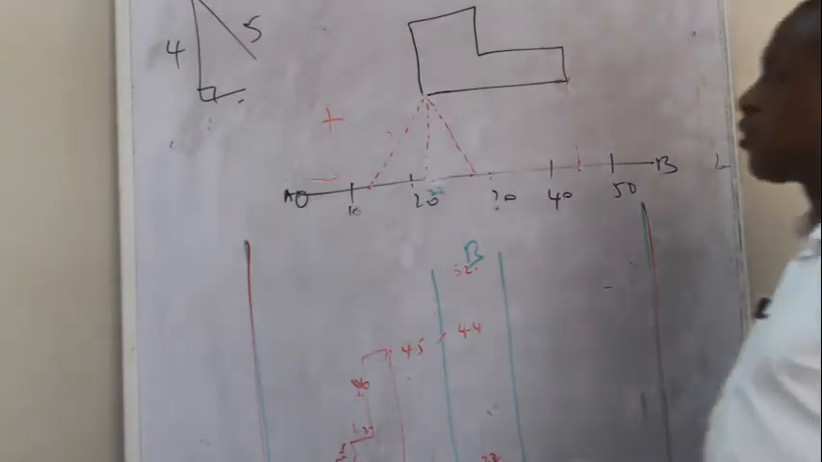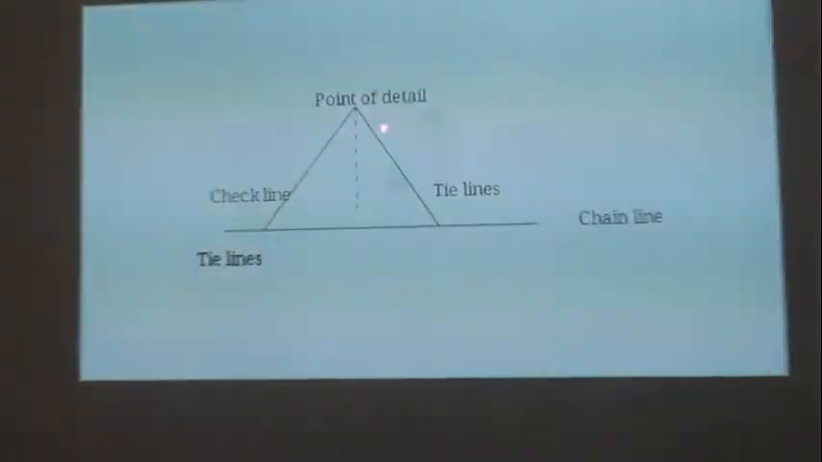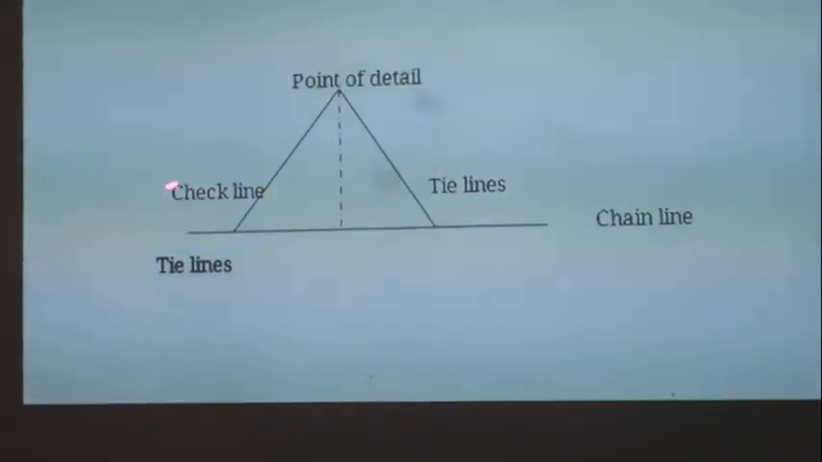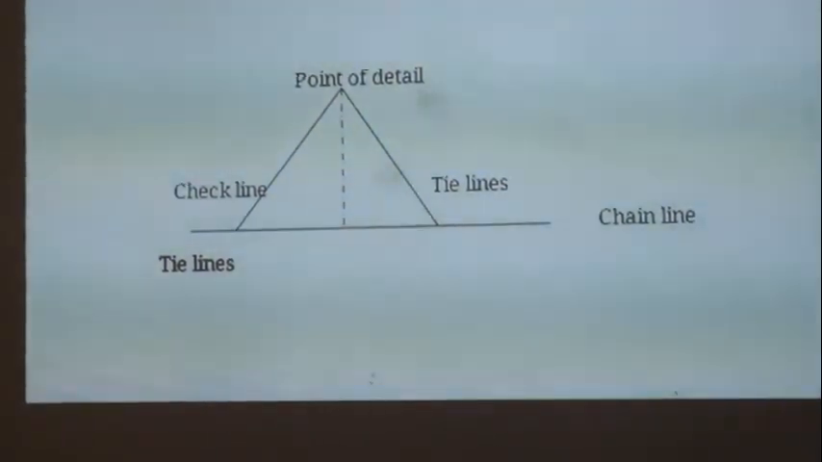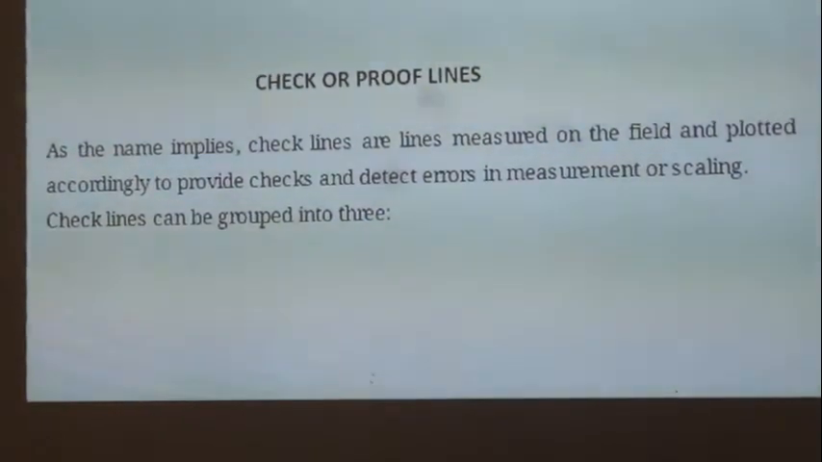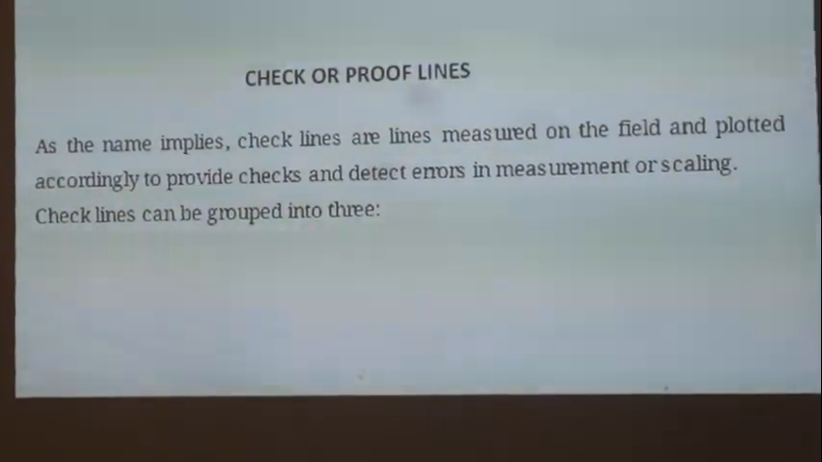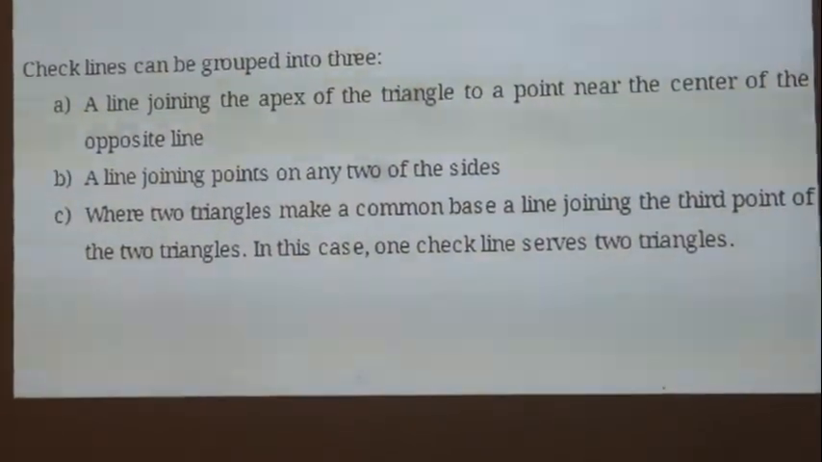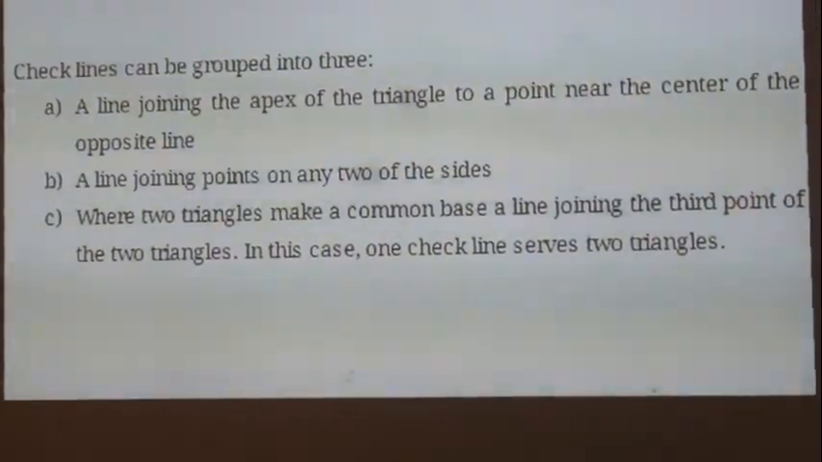So you can take note of that. And look at this. I've explained this is a tie line. This is a tie line. This is the point of detail. Now this one looks like a check line. The dotted one is the check line, and this is the chain line or the reference line. Check or proof lines, I've shown to you to help you detect error. So you read more about check lines.